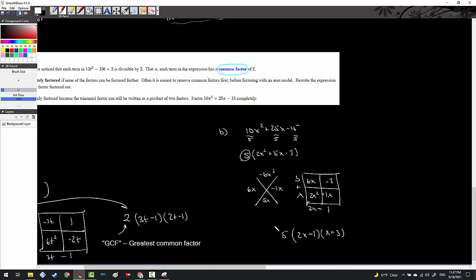And you're going to forget that 5. Don't forget that 5 like I almost forgot. So there goes your quadratic term completely factored. I'll be right back with the next example.